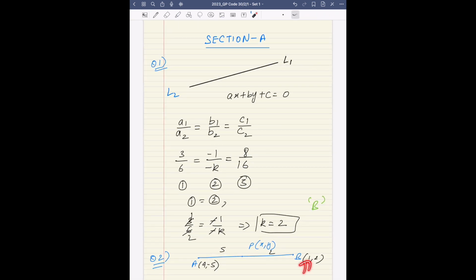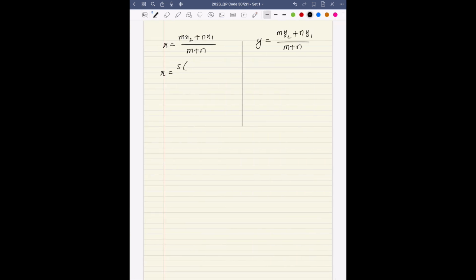We can find both of them together, right? x is equals to how much? Let me write the formula once. x is equals to m x2 plus n x1 divided by m plus n. Similarly, y is equals to m y2 plus n y1 divided by m plus n. What is m? 5. What is x2? x2 is this, crisscross, okay? 1. Plus n is 2, x1 is 4, divided by 5 plus 2, which will be 7.